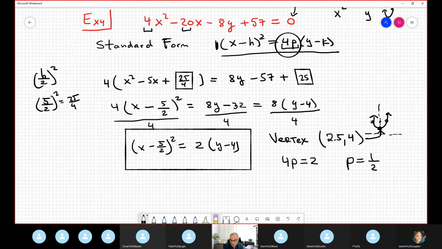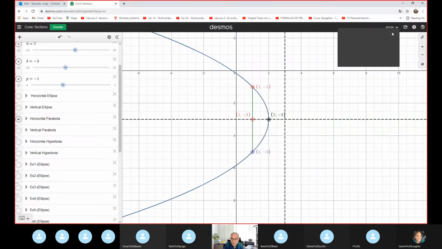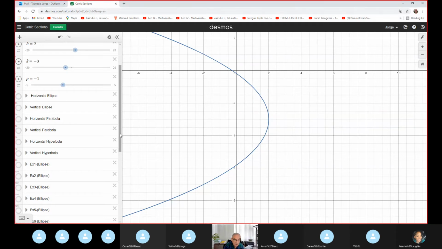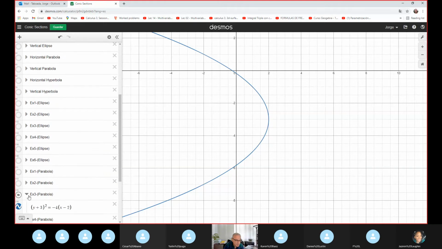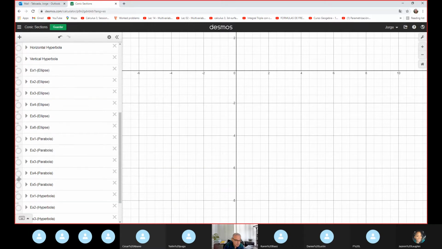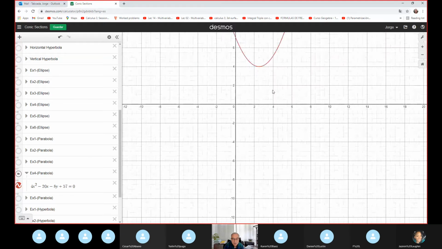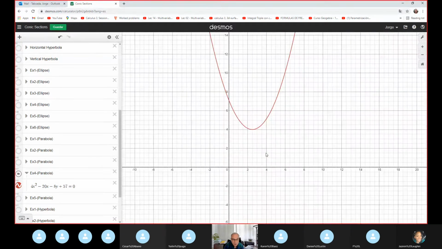Okay. Share screen. Desmos. Okay, I suppose at this moment you see Desmos. I have the previous problem. Now I want to discuss example 4. Example 4 looks like that. Okay, let me zoom. Oh, as expected, it's a parabola, a vertical parabola that opens up.